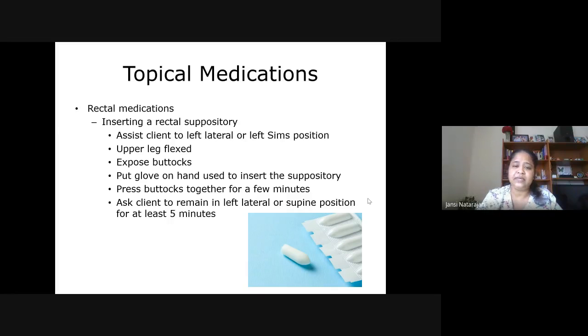So this is like a waxy nature. It will be inserted into the rectum, and it gets dissolved, and it starts its action from there. Okay, because the rectal area is filled with a lot of blood supply. This medicine goes to the blood and it starts acting. Okay, so the rectal suppository also is a common way of giving medications.